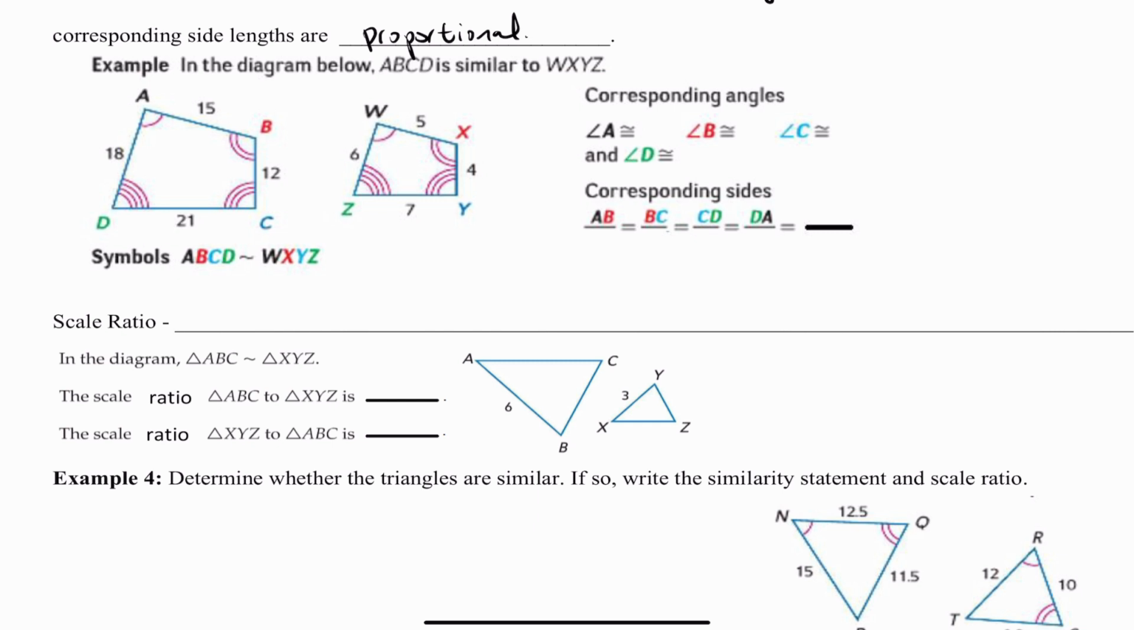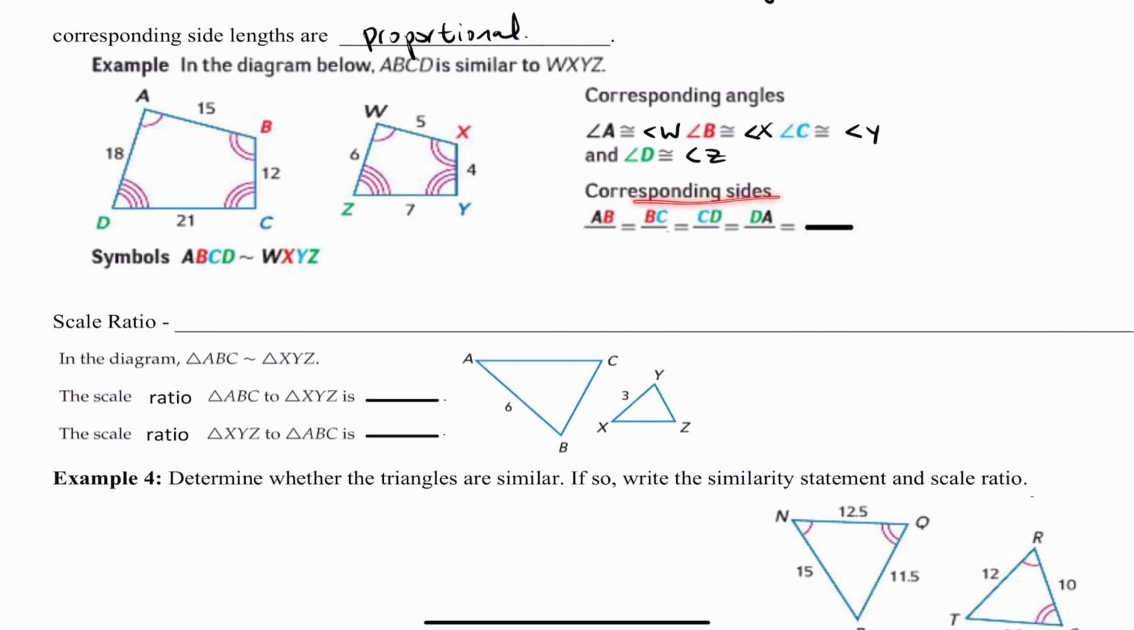So in order for us to figure out whether or not these two figures are similar, we have to look at their corresponding angles and we have to look at their corresponding sides. So I'm looking at angle A. Angle A is congruent to angle W because they have one arc. And then we can see that angle B is congruent to angle X. And then angle C has 3 arcs, so it's congruent to angle Y. And then angle D, 4 arcs. Angle Z, 4 arcs, so those two are congruent. So we have corresponding angles.